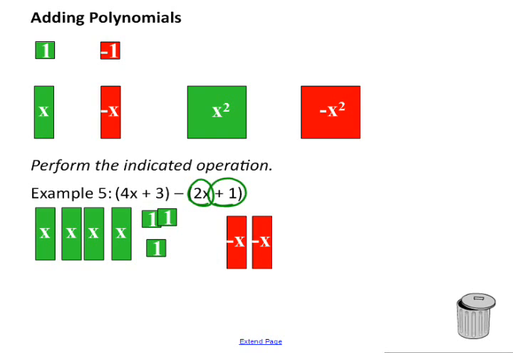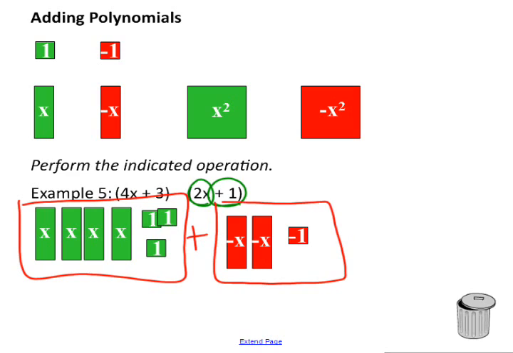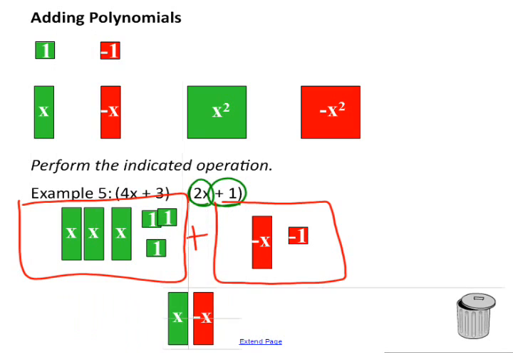With the positive 1, I want to add the opposite. So adding the opposite, I've got a negative 1. So I'm going to add these together. Now, just like before, if I have any 0 pairs, they will get tossed into the trash. I have a positive x and a negative x that make a 0 pair. X minus x is 0, so I've got a 0 pair.